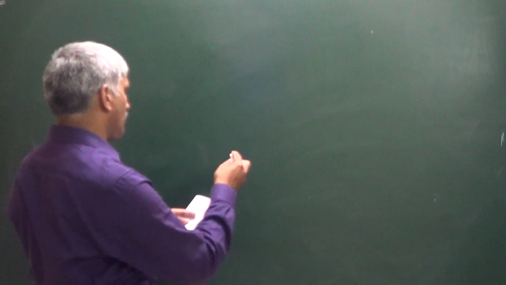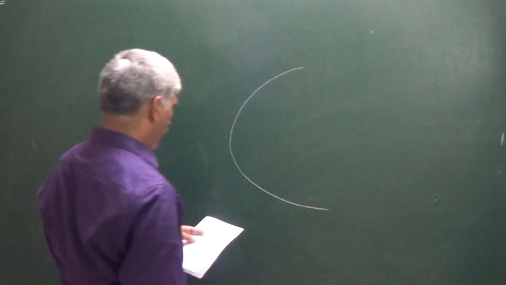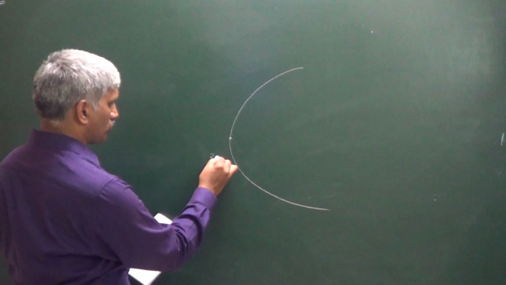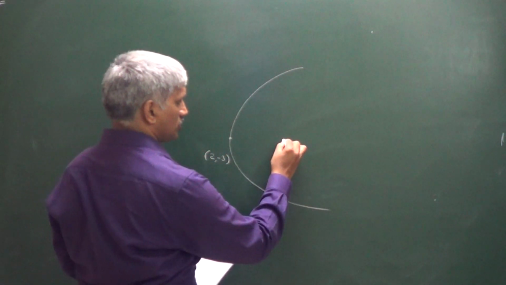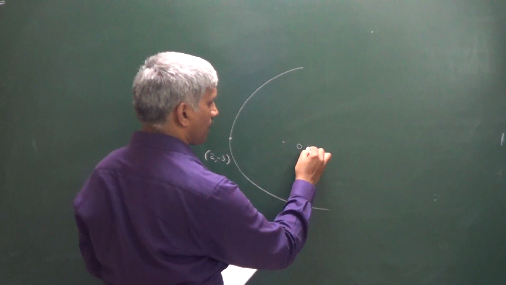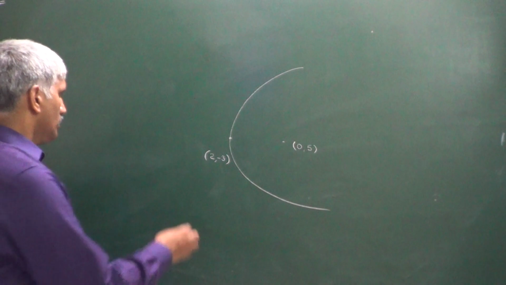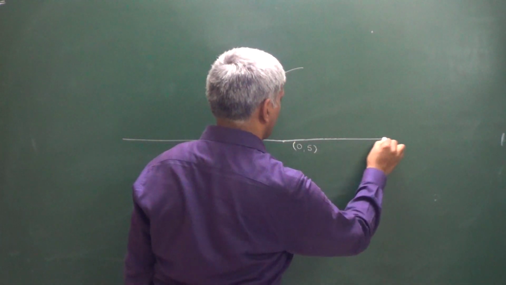So next, the question is given, he is saying the vertex of the parabola is given. Now this is the parabola. For this parabola the information is given in the question. The vertex is 2 comma minus 3 and the focus is given as 0 comma 5. We have to find out the equation of the parabola. See, this is the information about the question.